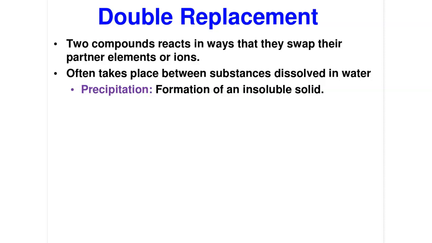Now here, this is a fair competition. Two compounds react in such a way that they exchange or swap their partner elements or ions. And now they're divided into 2. The first one we're going to be looking at will be precipitation reaction. A precipitation reaction involves the formation of an insoluble solid. One of the products formed in a precipitation reaction, which is a type of double replacement reaction, will be an insoluble solid. And that insoluble solid is called a precipitate. Remember, it's called a precipitate. In short form, we call it PPT.